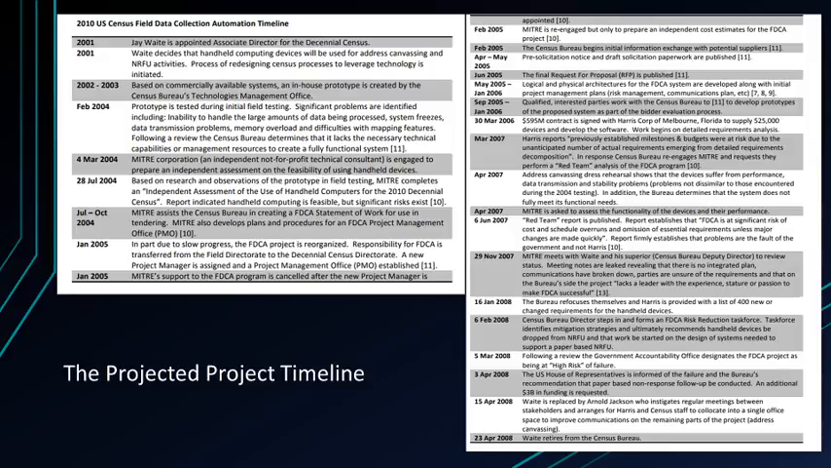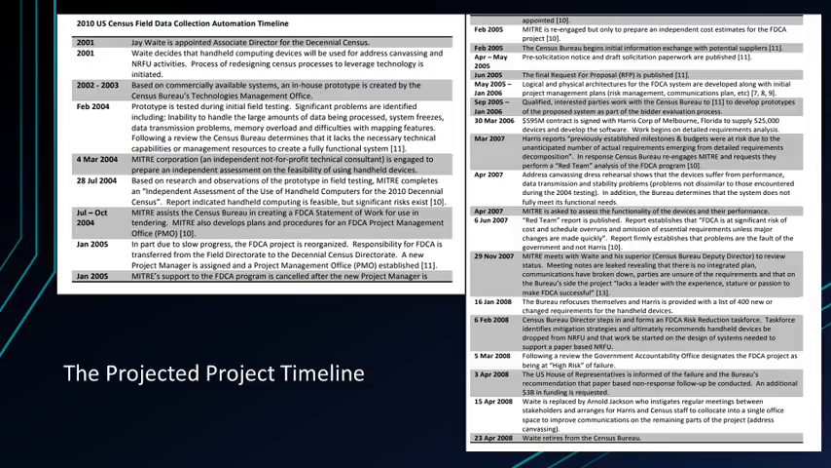From July till October 2004, MITRE assists the Census Bureau in creating an FDCA statement of work for use in tendering. MITRE also develops plans and procedures for an FDCA Project Management Office, a PMO. January 2005. In part, due to slow progress, the FDCA project is reorganised. Responsibility for the FDCA is transferred from the Field Directorate to the Decennial Census Directorate. A new project manager is assigned, and a project management office, PMO, is established.